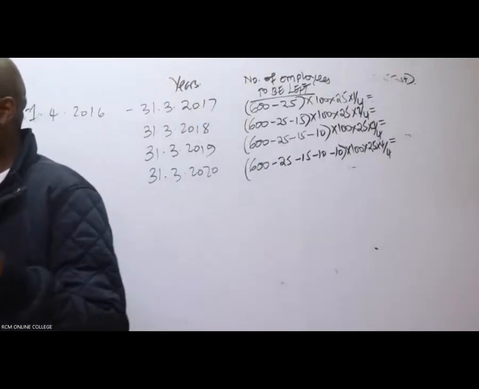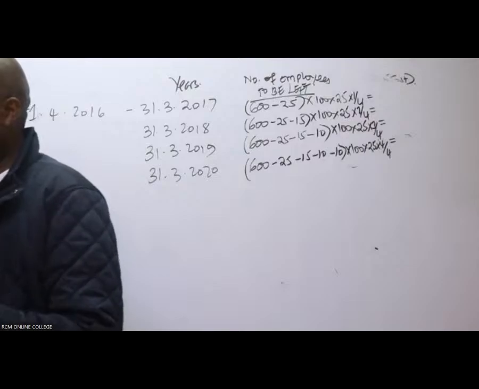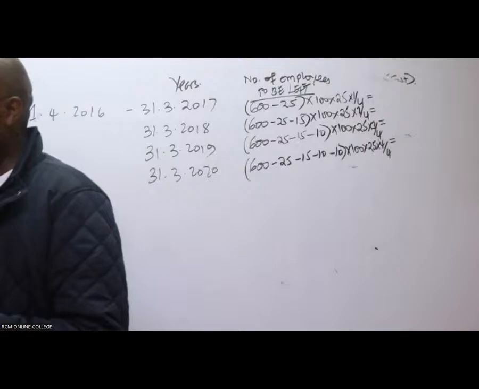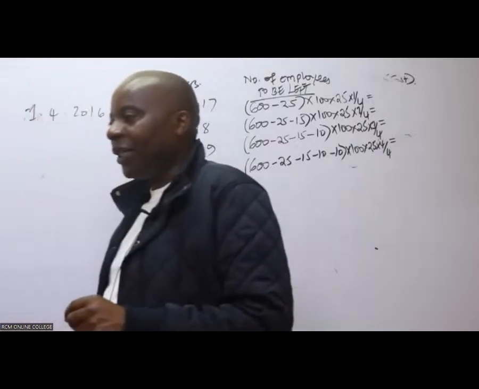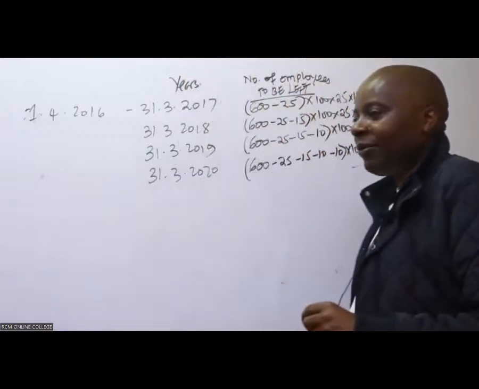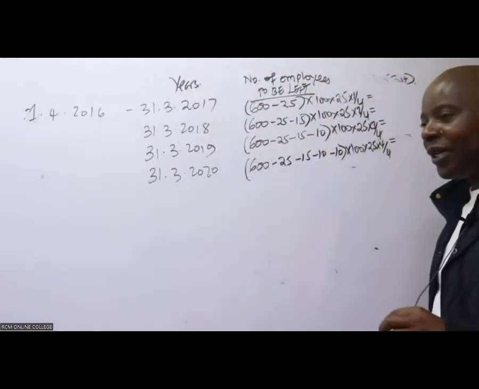So you take brackets, 600 minus 25, you close brackets, times 100 times 25 times a quarter. What do we have there, somebody?